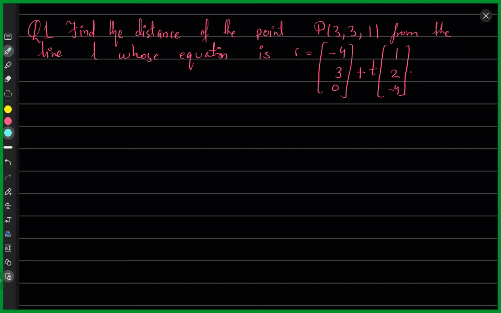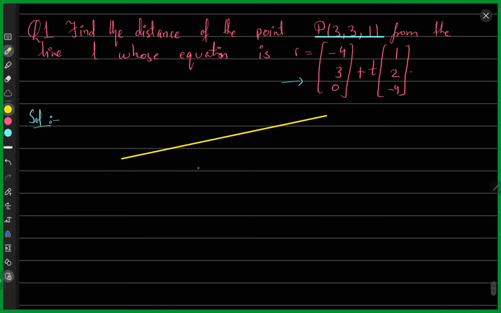Okay. So we have a point and we have a line and we need to find out the distance of the point from the line L. Okay. Again, the idea is the same. For the solution, let's understand the diagram. So this is your line and this is the point P. The rule is still the same. I need to find out this distance right here.